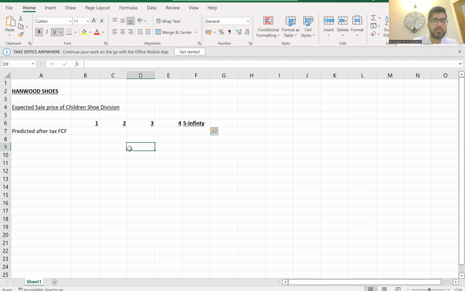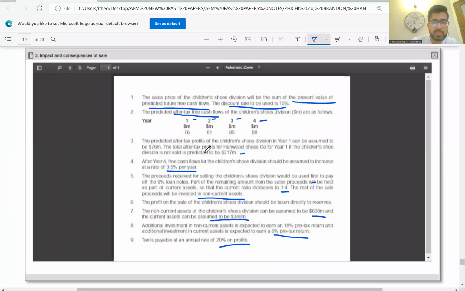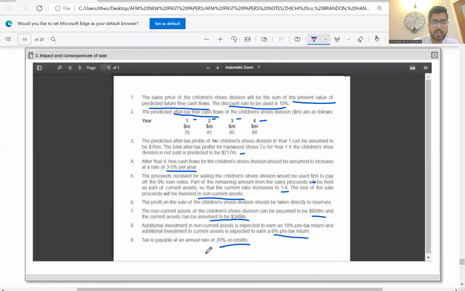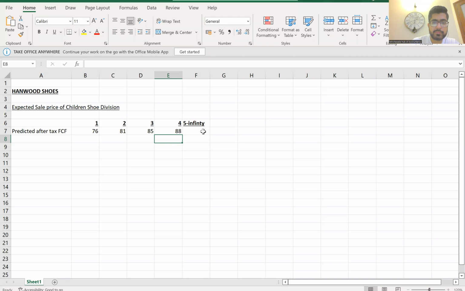The sale price of the children's shoe division, present value of predicted after tax free cash flows. So what are the predicted after tax free cash flows? 76, 81, 85, 88. And after year 4, that means from year 5 to infinity, they will increase at 3.5% per year. Free cash flows. Okay, so increase it by 3.5%.